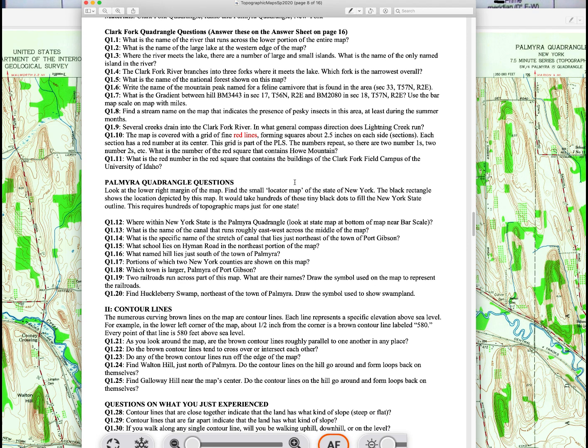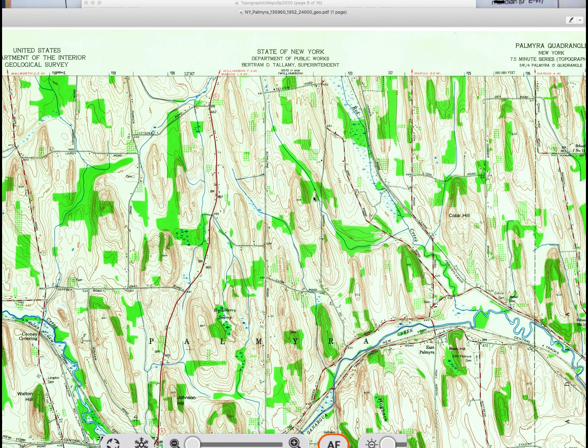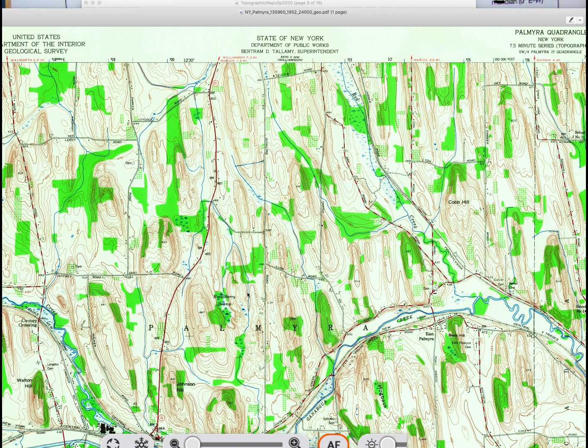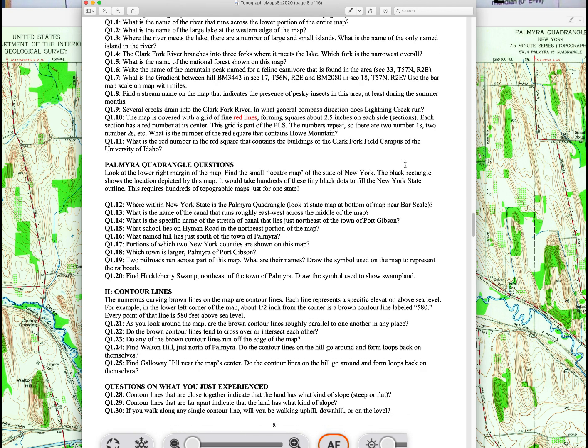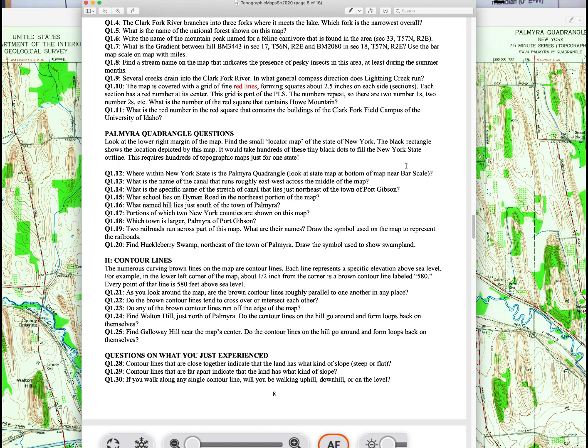But it's pretty straightforward. It's just going to take you hunting around through here and finding those different features that I'm labeling. One of the features I talk about is this school number 11 over here. You know, this Cobb Hill you'll look at. Huckleberry Swamp is the one we look at quite a bit. So just look around and you'll navigate, and it'll get you more accustomed to trying to find features on topographic maps. So you do that both for the Clark Fork Quadrangle and the Palmera Quadrangle.